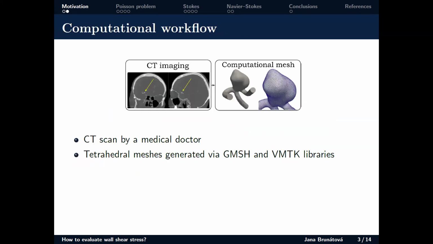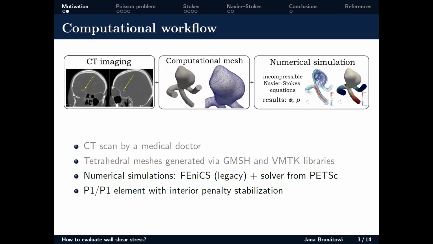Let me now briefly show the computational workflow. The patient first needs to undergo a CT scan. Then from these images, we can generate a computational mesh. We're using tetrahedral meshes generated via Gmsh and VMTK software. Then we can run the simulation of the incompressible Navier-Stokes equations. We are using Legacy FEniCS together with the solver from the PETSc library. And we use a P1 stabilized element with interior penalty stabilization.